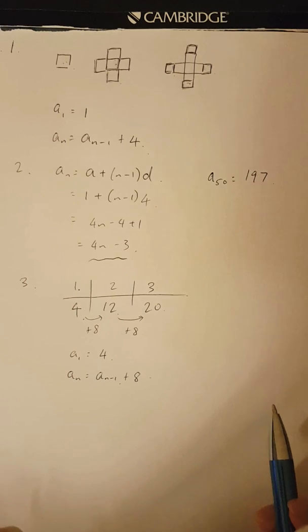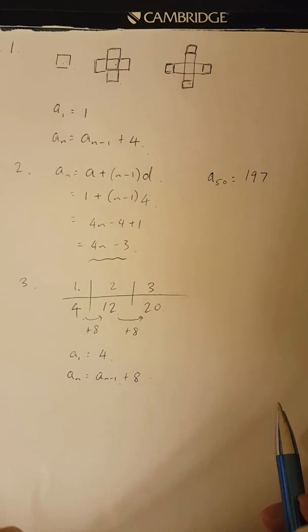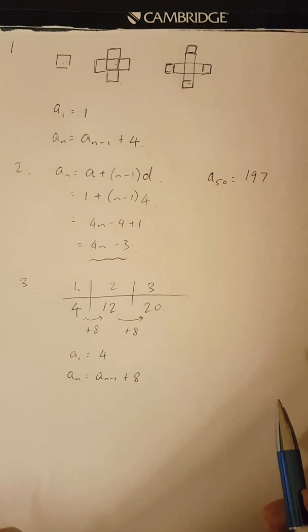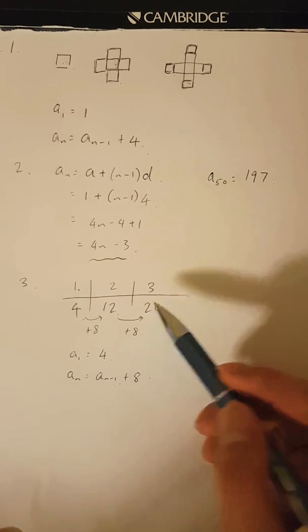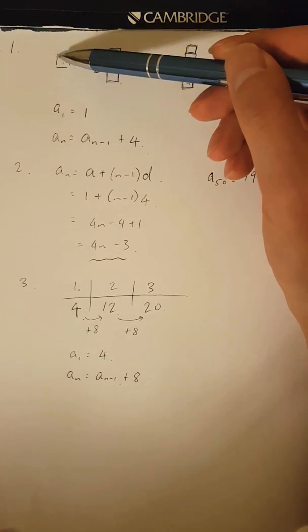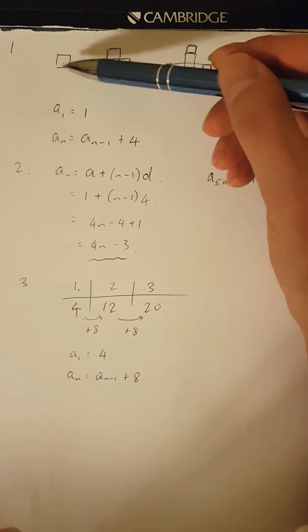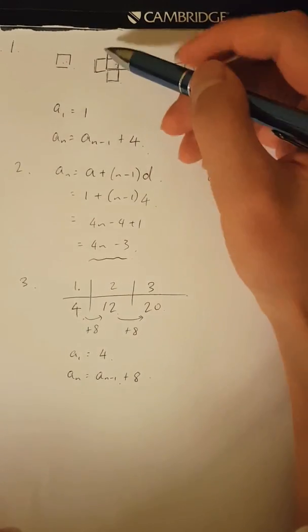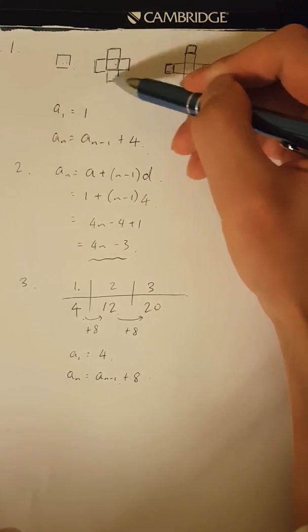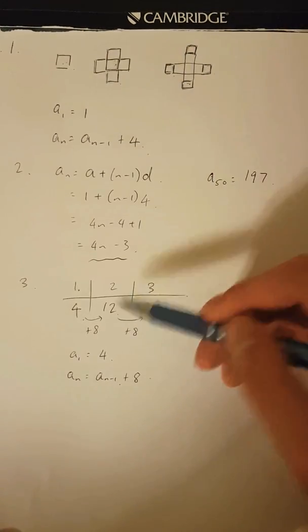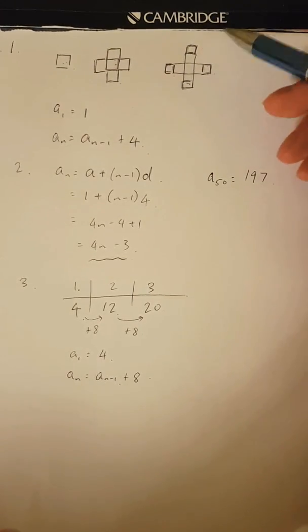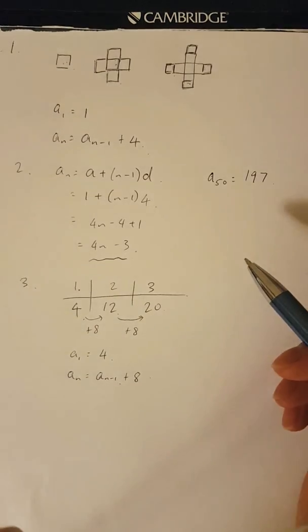All right, for question 3.2, find the recursive formula for the perimeter of the shape in each figure. So here we have the table. Here we have 4 for the perimeter, so we have 4 here. For this one, we have 1, 2, 3, 4, 5, 6, 7, 8, 9, 10, 11, 12, and for the third one, if you count, you can see that you actually get 20.